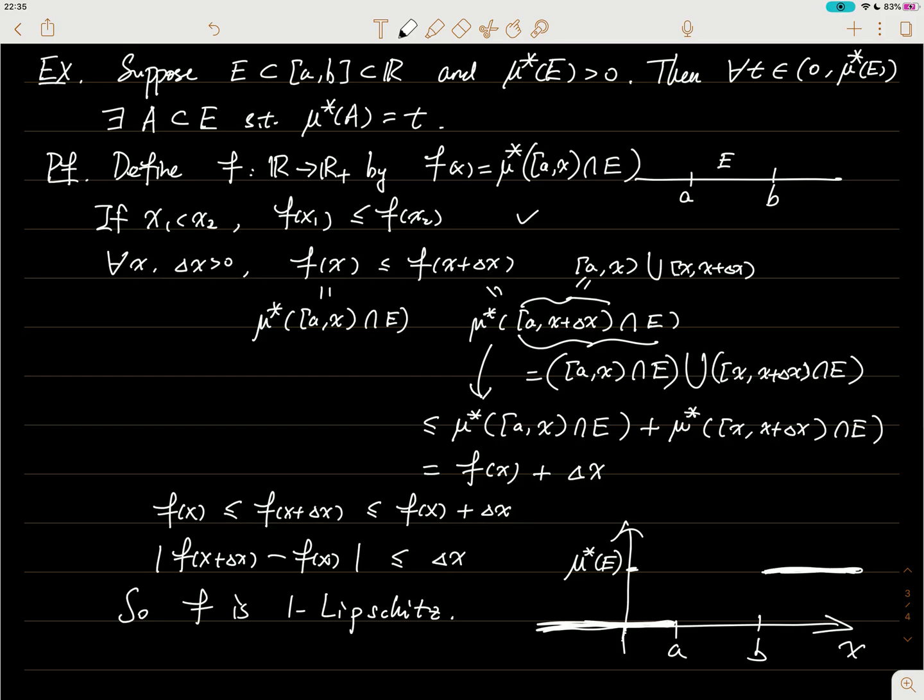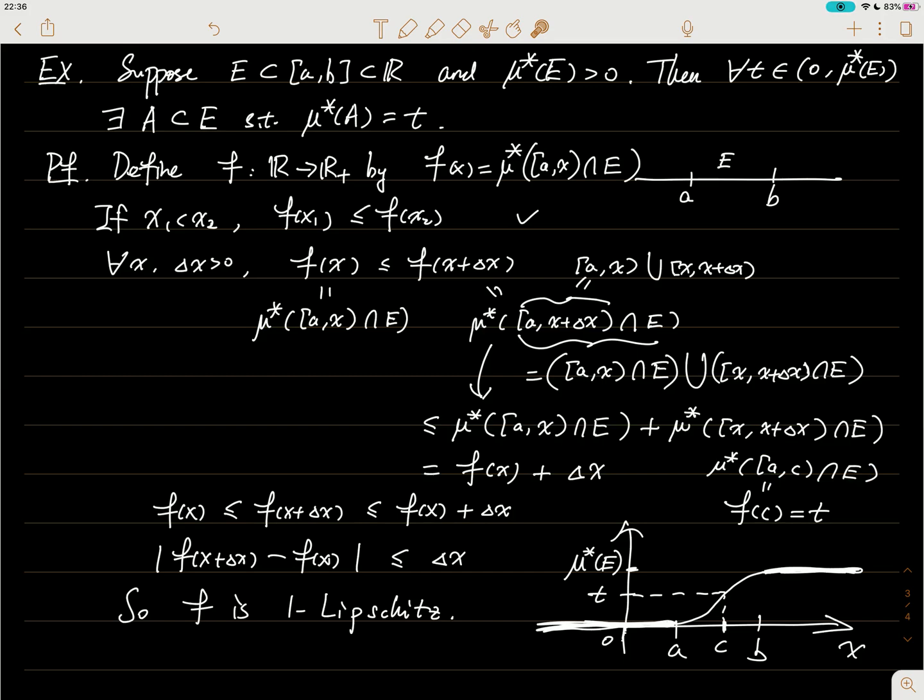So that means there must be a way to connect these two. And since it's connecting these two and it's continuous, that means for any t between 0 and mu star of E, we must be able to find some point, say it's c, such that f of c equals t. And f of c is just the mu star of the intersection of (A, c) and E. So this is the subset we found. We wanted to find a subset of E such that the outer measure of this set is equal to t. So this is our set A, the capital A.